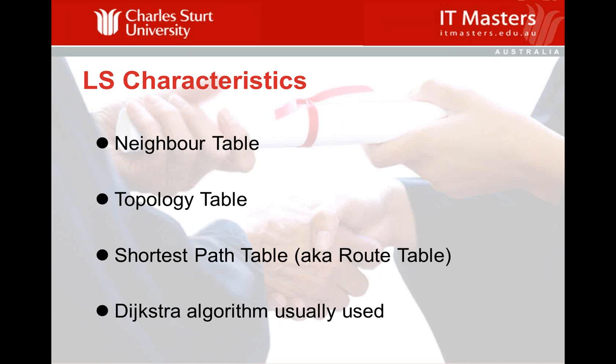Okay, so I'll just answer a question from Edward. He's asked about whether we see IGRP or EIGRP on non-Cisco routers. No, you won't. They're only available on Cisco routers. They are Cisco proprietary only.